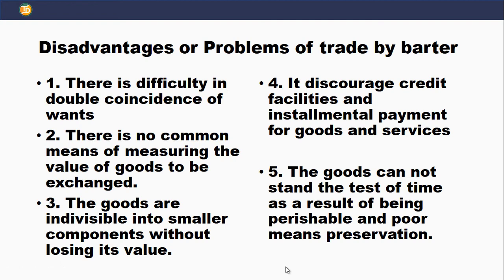Number four is that it discourages credit facilities and instrumental payments because there's no particular price tag. So it discourages credit facilities. So you must have something to exchange for something else.